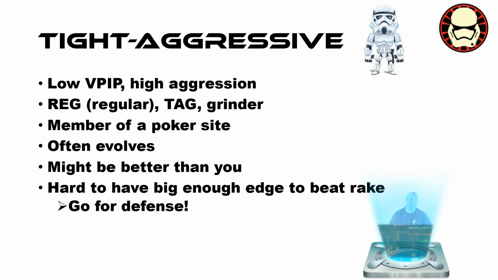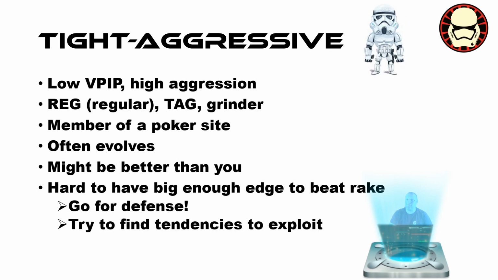So actually this is the one player type whose strategy might be better than yours. So you need to defend yourself. So be more balanced. If you don't know how, then learn. Go for solver strategies. Don't be too predictable. And at the same time, try to find tendencies that you can exploit.